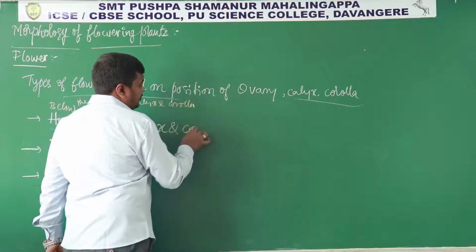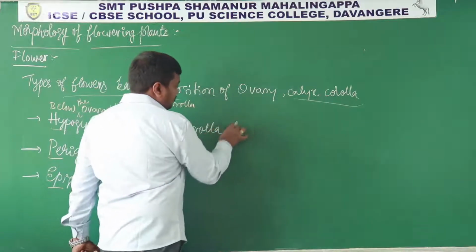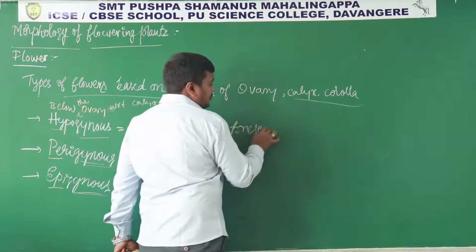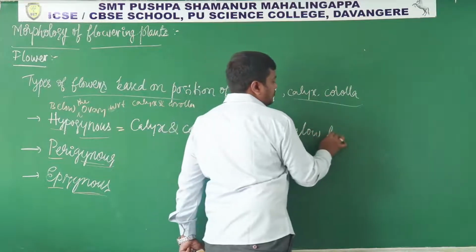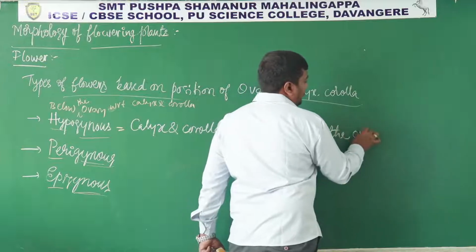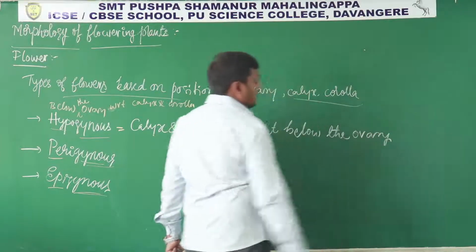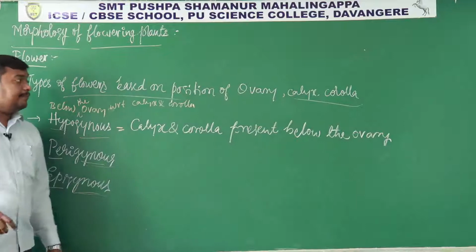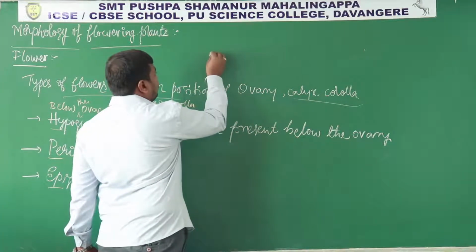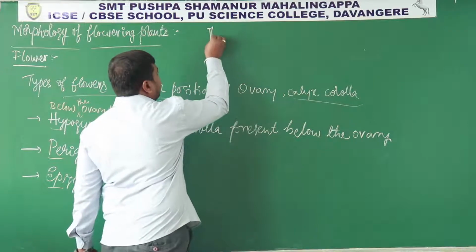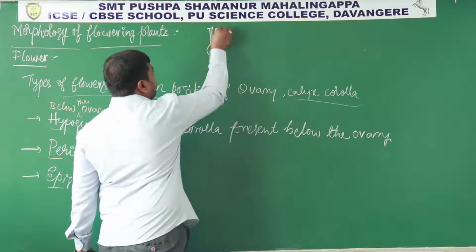Calyx and corolla present below the ovary. If you draw a typical flower, you can write like this. So this is the typical flower.